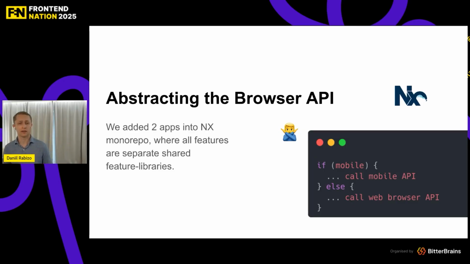So initially we had one application in the Nx monorepo and around 70 feature libraries which we used. So we added a second application, a mobile app, to the Nx applications.